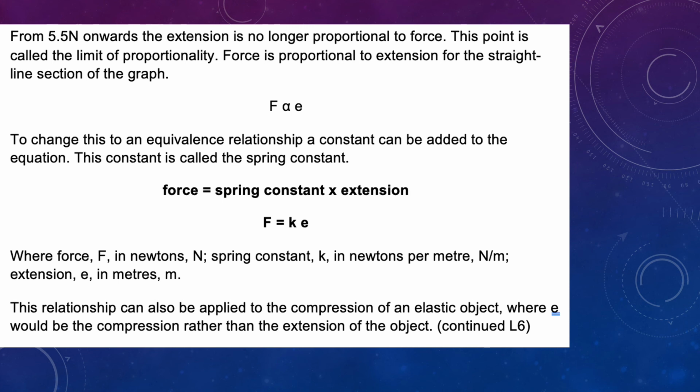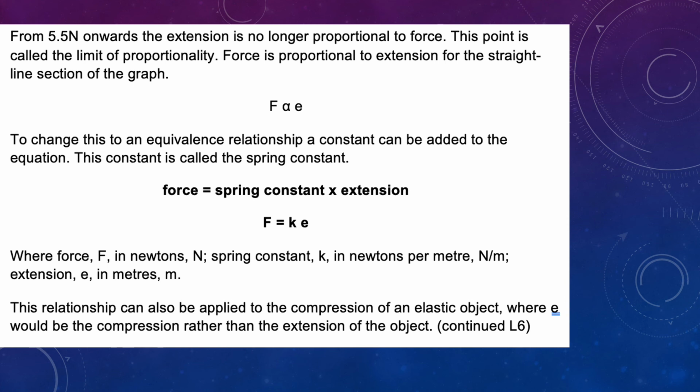All right, so now we get to some of the equation stuff, and we're going to look more into this next lesson. But from that graph that you just saw, from 5.5 newtons onwards, the extension is no longer proportional to force, which means that it goes off the scales. That's your breaking point. And actually, this is where Hooke's law doesn't apply anymore. The point is called the limit of proportionality, but up until the limit, force is proportional to the extension for the straight line section of the graph.